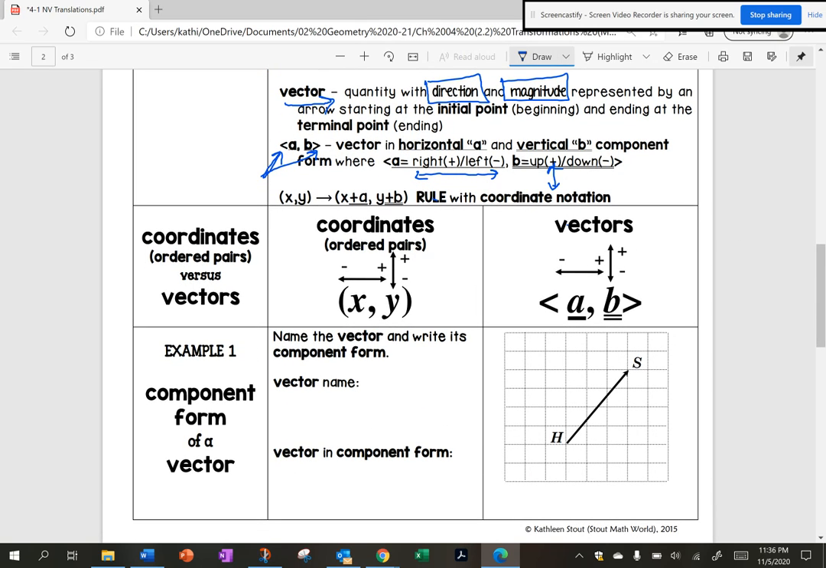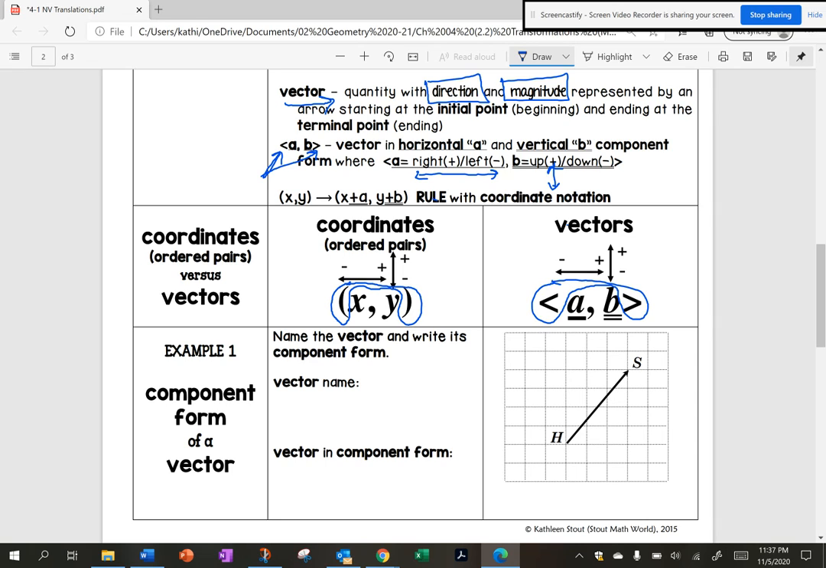So let's compare these. These look really similar. The only difference that I see are the symbols that I'm using on the outside. Otherwise, they're very, very similar. And instead of using the variables x and y, I use the letters A and B for vectors.